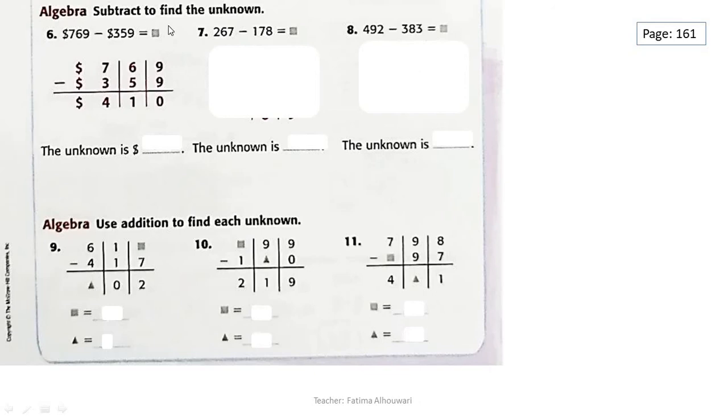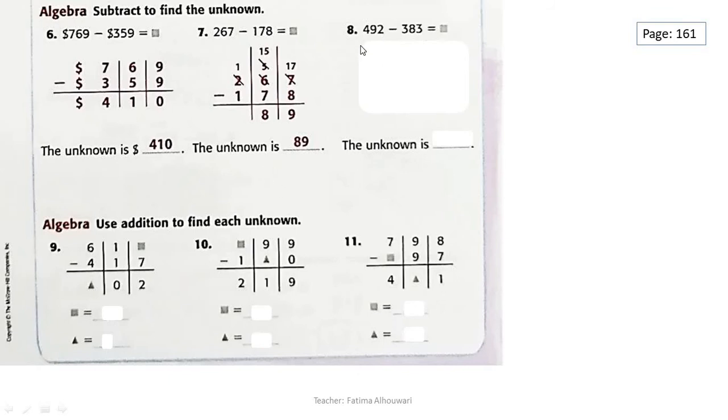Algebra, subtract to find the unknown. This is the unknown. We will subtract these two numbers like this to get the unknown. The first one is 410. The unknown is 410. And if we subtract 267 minus 178, we will get 89. So the unknown is 89.